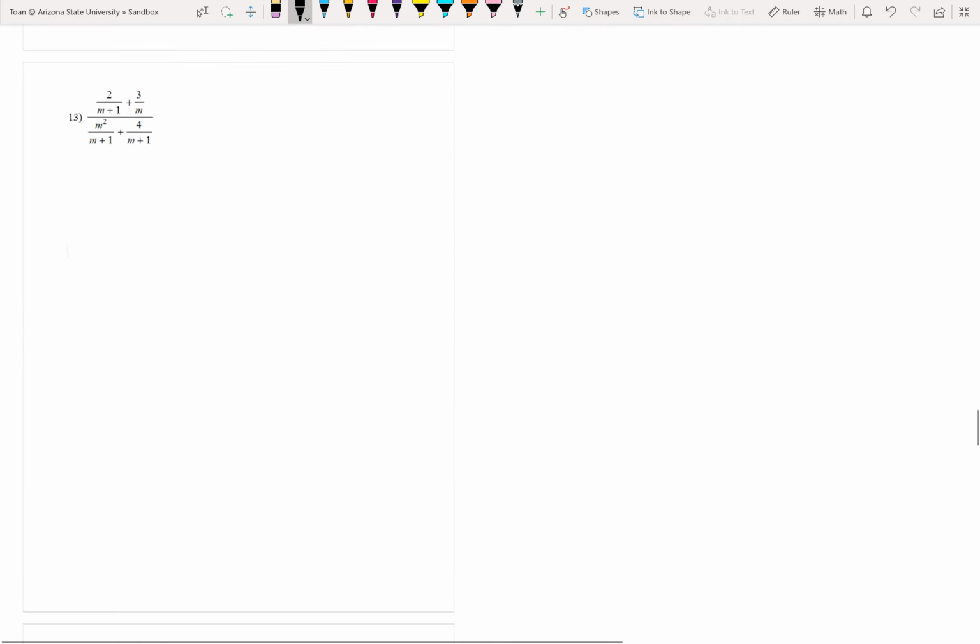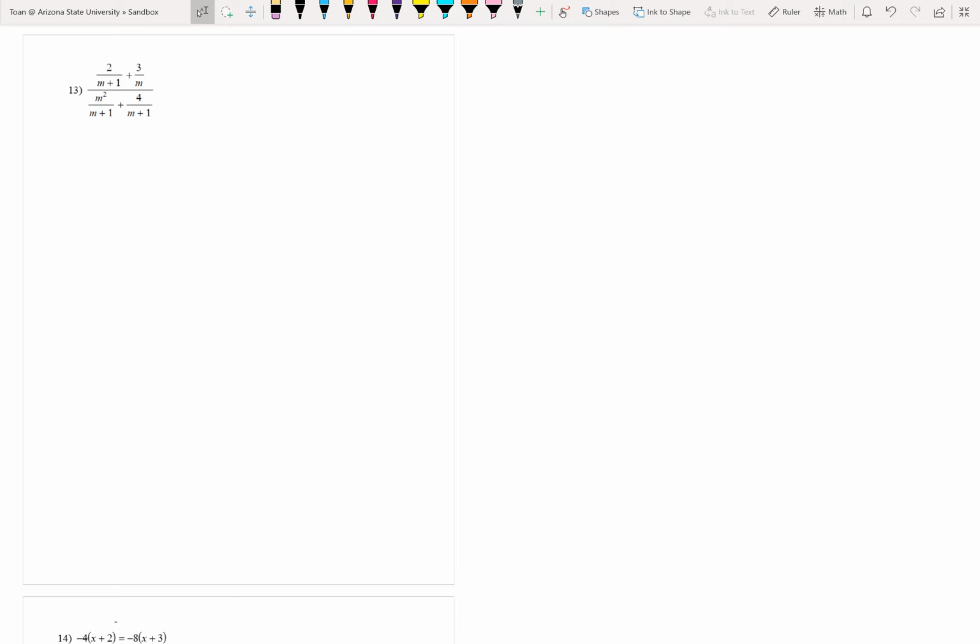Number 13, simplifying a compound fraction. There are a couple of ways to do this. For this solution, I'm only going to show the way I like, which is clearing the fraction. So the first thing I need to do is find the LCD. To find the LCD of a complex fraction, you have to look at the inner denominators. What I mean is, you have to look at the smaller denominators within the problem, which I've highlighted.